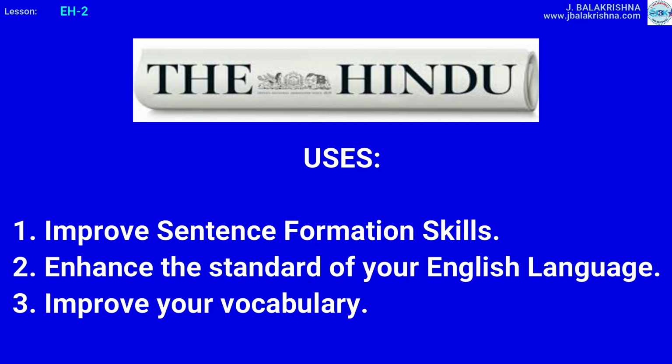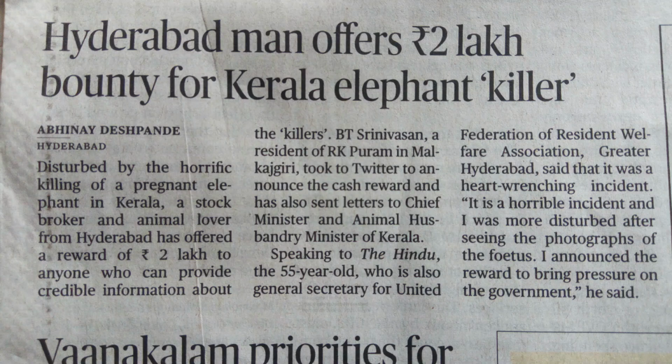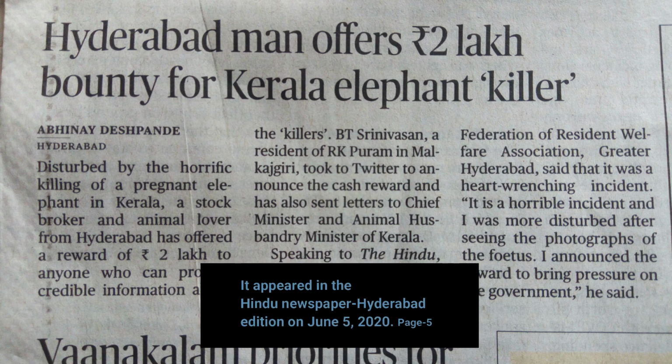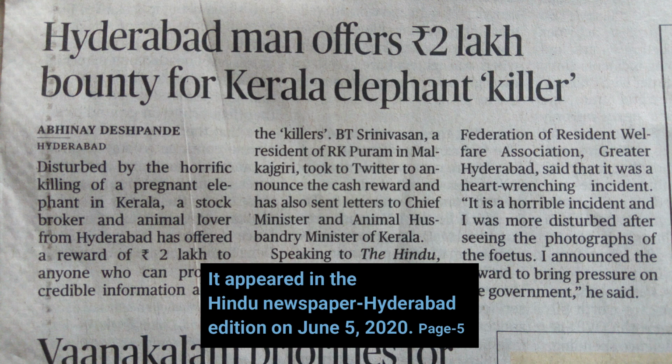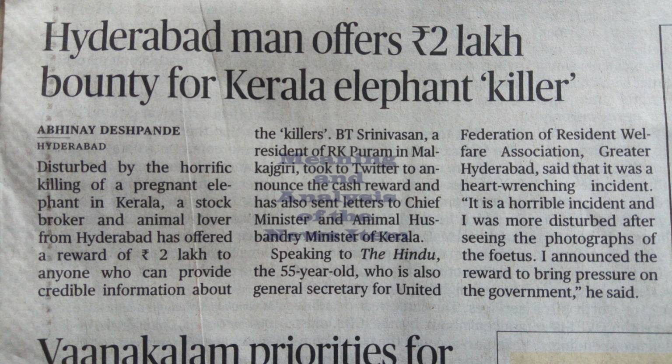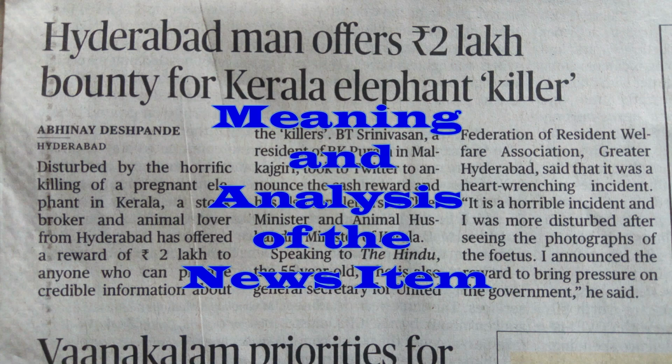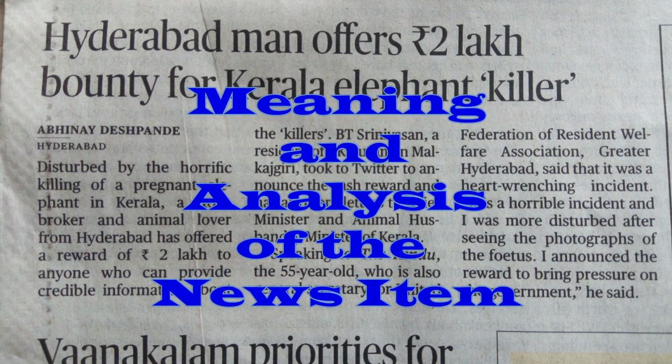Now, let us analyze a news item. This news item appeared in the Hindu newspaper on June 5, 2020 on page number 5, The Hindu, Hyderabad edition. Now let us try to read this news item and understand the meaning.